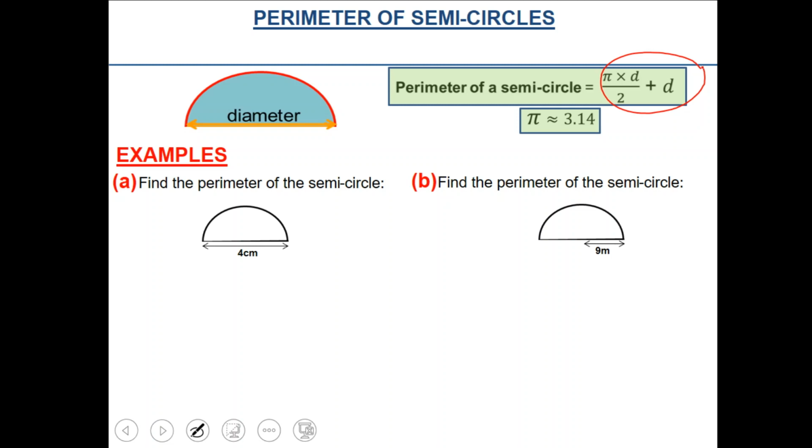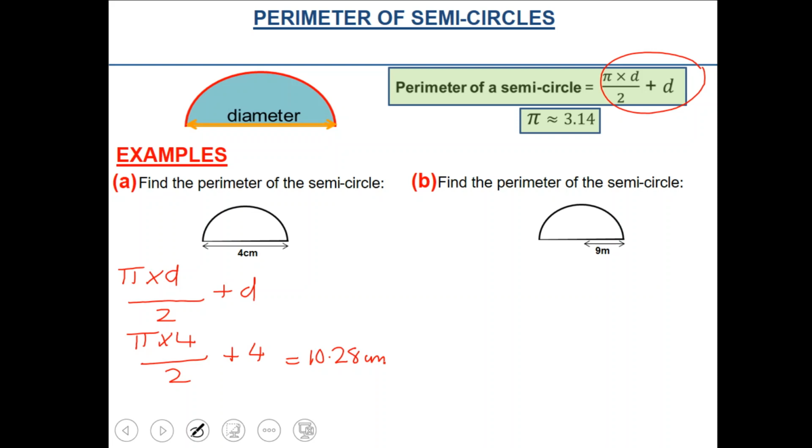So if we substitute in what we have, we've got pi times the diameter divided by 2 plus the diameter. So now let's substitute 4 in. We do pi times 4 divided by 2 plus 4, and the answer that we should get to 2 decimal places is as follows. 10.28 centimeters. Centimeters, because it's asking for the perimeter.